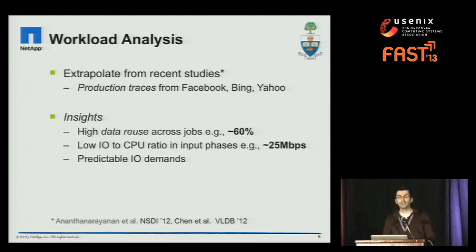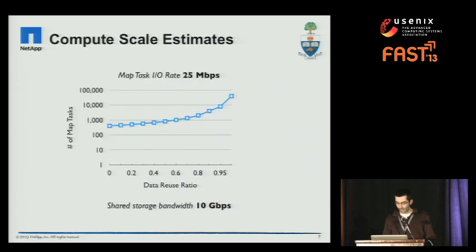A second insight is that the input phases are actually on the CPU side. So the I/O rates are rather low. The reported numbers are on average 25 megabits per second per map task. A third insight, which I'm going to cover in a couple of slides, is that MapReduce I/O demands are highly predictable.